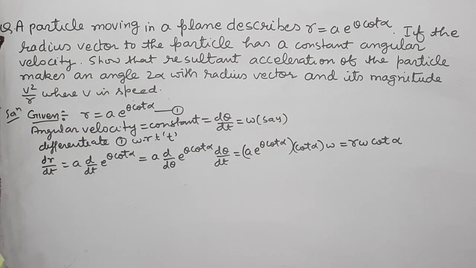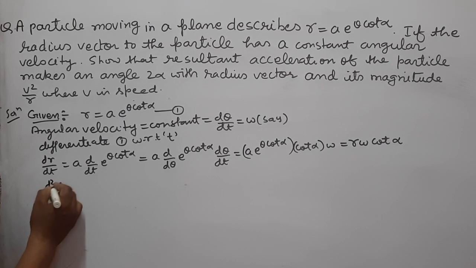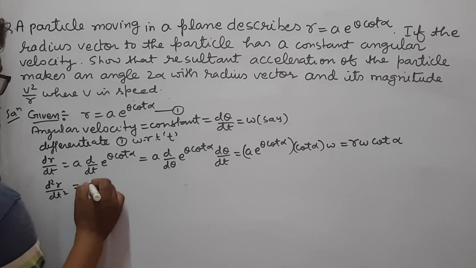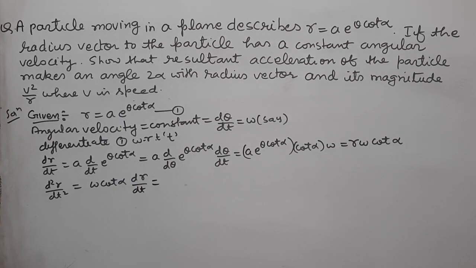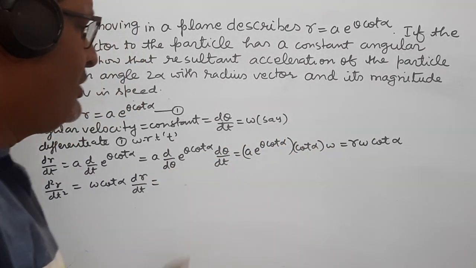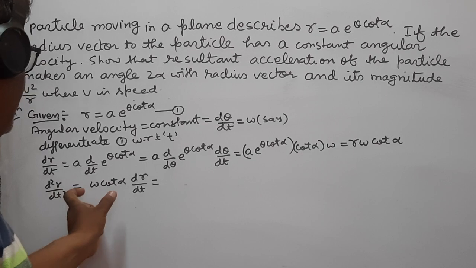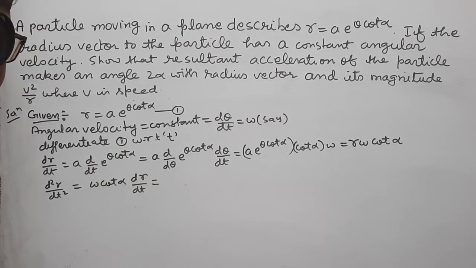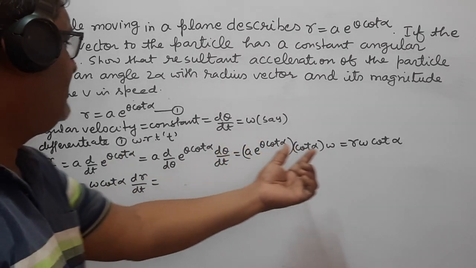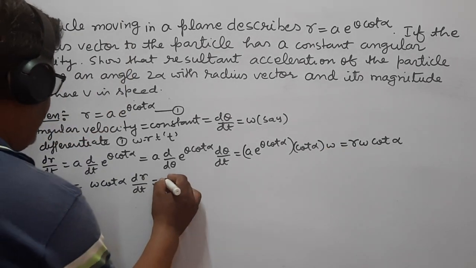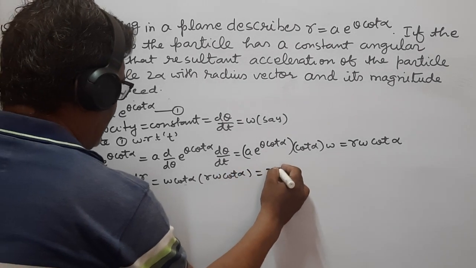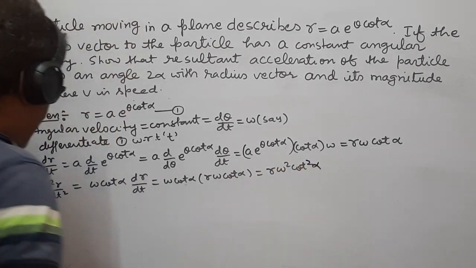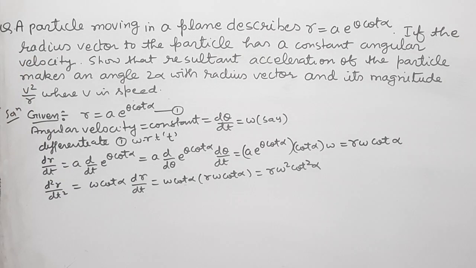Now we again differentiate dr by dt with respect to time. So we get second derivative of r with respect to time. So this is omega cot alpha dr by dt. Because omega and cot alpha both are constant, so product of omega and cot alpha is also constant, so it will be outside the differential operator. Now this dr by dt is equal to r omega cot alpha, so we put here r omega cot alpha. So this is r omega square cot square alpha, so this is d2r by dt2.